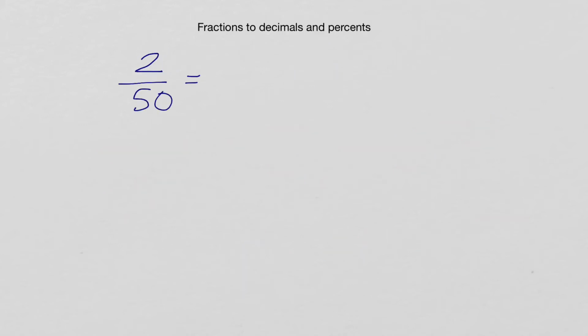To turn a fraction to a decimal, we divide numerator by denominator. So 2 50ths equals 2 divided by 50, which equals 4 hundredths as a decimal.